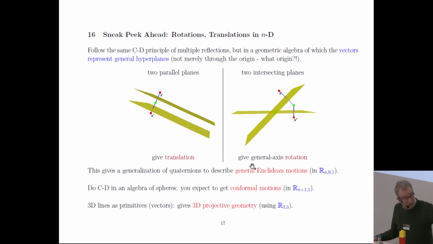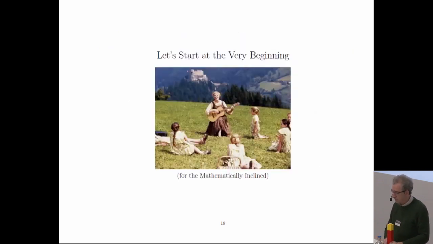But if you have other things, spheres as vectors, then you build up things through multiple reflections in spheres, and that is one of the ways in which to represent conformal motion, so you get conformal geometric algebra. If you do it with lines, you get projective geometry, and so on. So the game can be played.